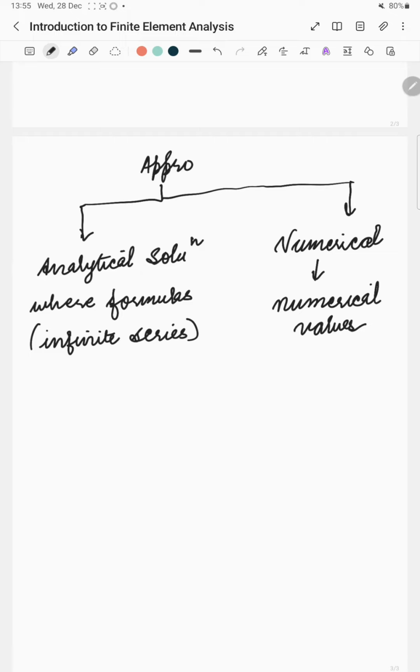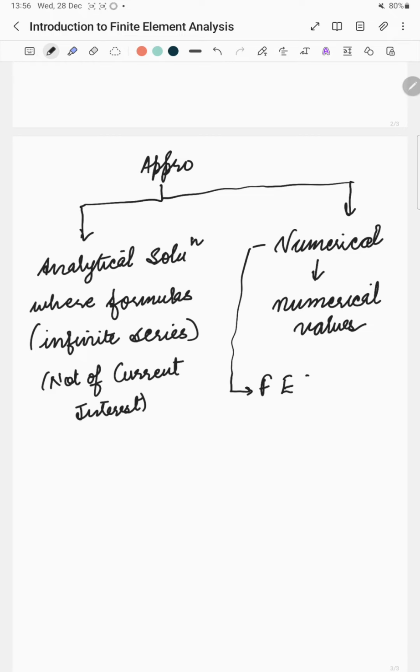So this is not of current interest. We would be looking at numerical solutions, and one of the methods to get these numerical solutions is finite element method.